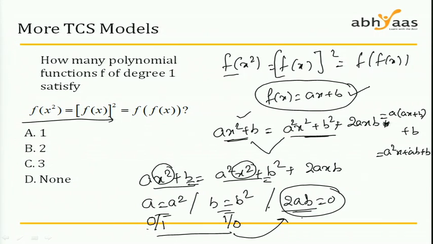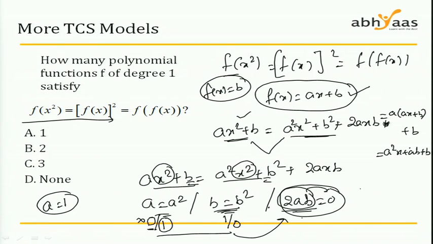Now, a can obviously not be equal to 0, because if a is 0, what happens? f of x will just be equal to b, right? So then this will not become a linear equation. So a value cannot be 0, right? So a value can only be 1. So a value is equal to 1. Right. Now b should be equal to b square. So b can be either 1 or 0. But the important thing to note is 2ab should also be equal to 0. If 2ab should be equal to 0, what should happen? ab should be equal to 0. When will ab be equal to 0? When one of them, either a or b, is equal to 0.